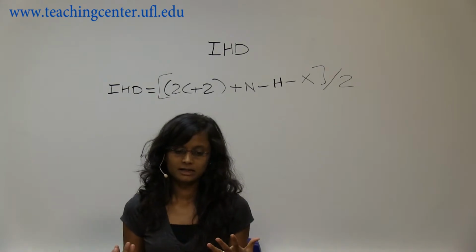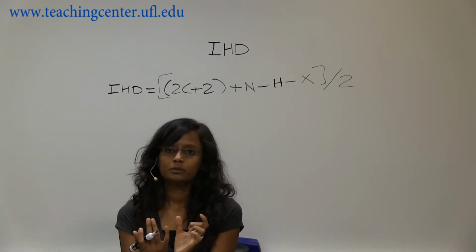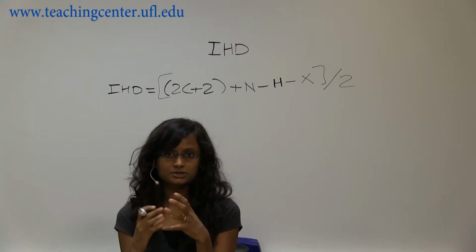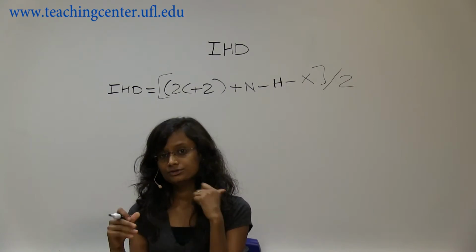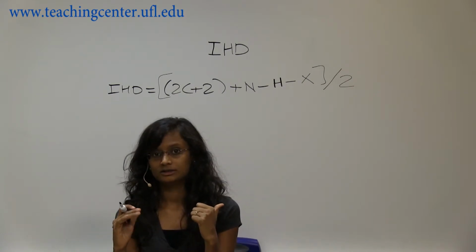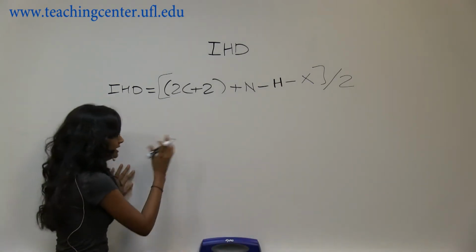Where else do you need it? Whenever they tell you a formula and then ask you to come up with the constitutional isomers for that formula, that's when you do IHD. So you narrow your thinking. Let's see the answer for an example.